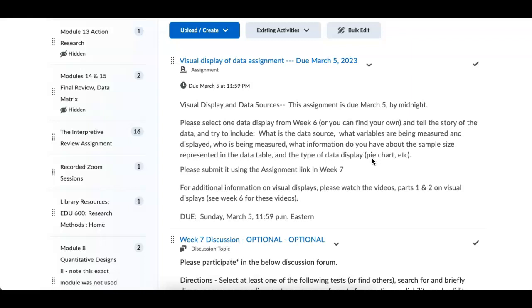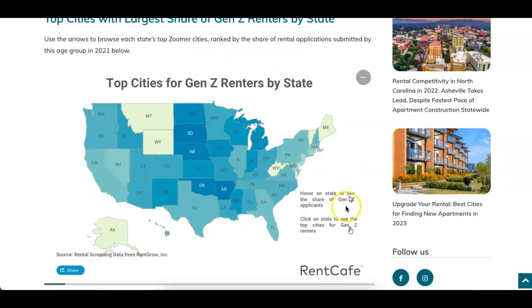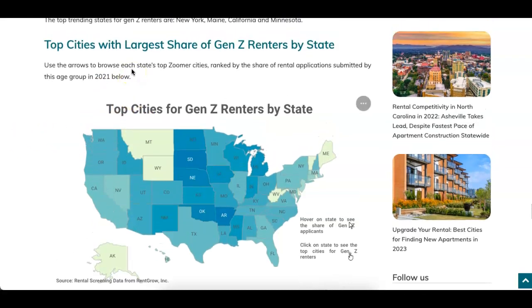I was reading something on Apple News yesterday, and there was a great chart about Generation Z and where they are moving in the country. So let me just give you a quick idea. This isn't actually the information I was reading about in Apple News. It was something that I saw last night as a result of reading that article. So right here we have top cities for Generation Z renters by state.